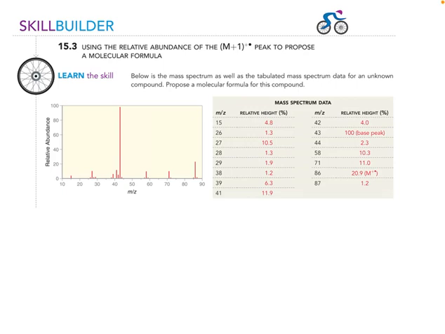Hi everyone. In this video we're going to go over Skill Builder Exercise 3 in the IR and MS chapter. If you have the third edition of the textbook, this will be number 14.3. In the second edition it's 15.3, so here I have the second edition version. But in this problem, we're going to use the relative abundance of the m+1 peak to propose a molecular formula.